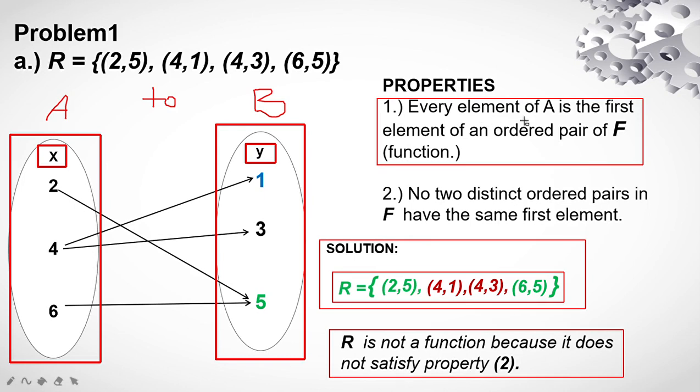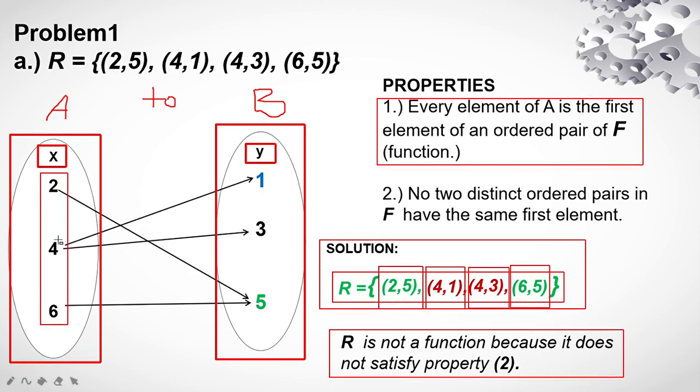Every element of A is the first element of an ordered pair of f, or the function. So, let us look at all our ordered pairs here: (2, 5), (4, 1) and (4, 3), and we have (6, 5). All the elements of A should be the first elements in these ordered pairs. Let us see. These are all the elements of A.